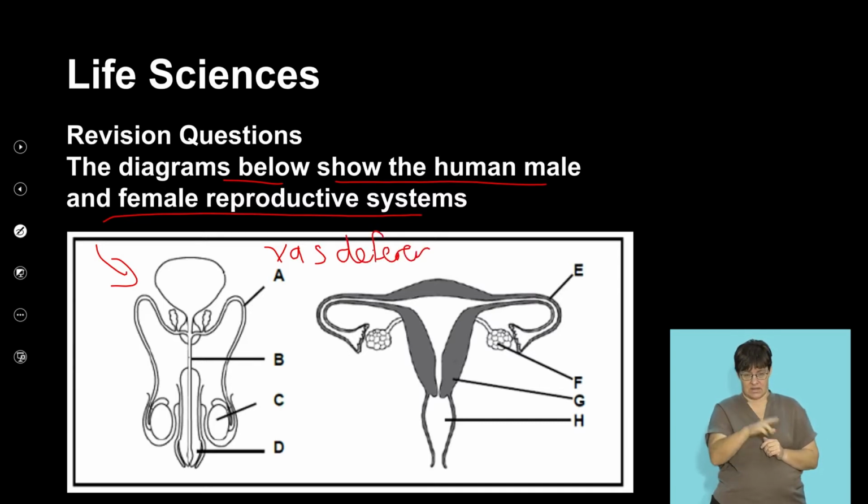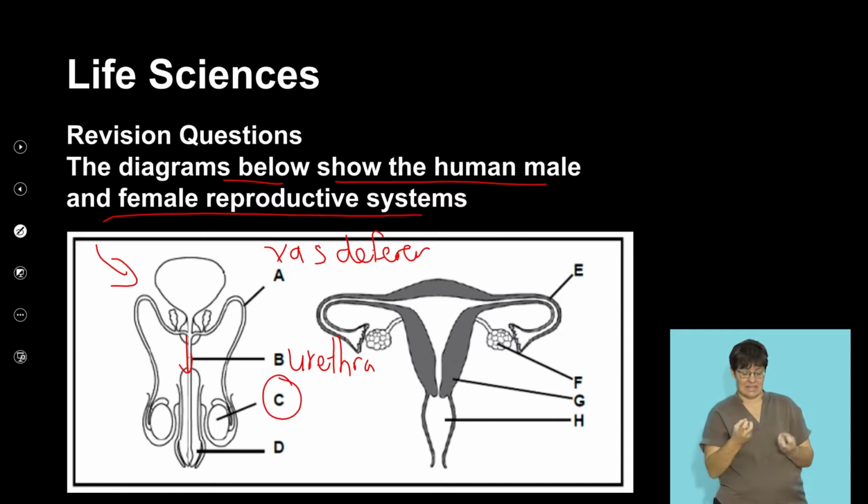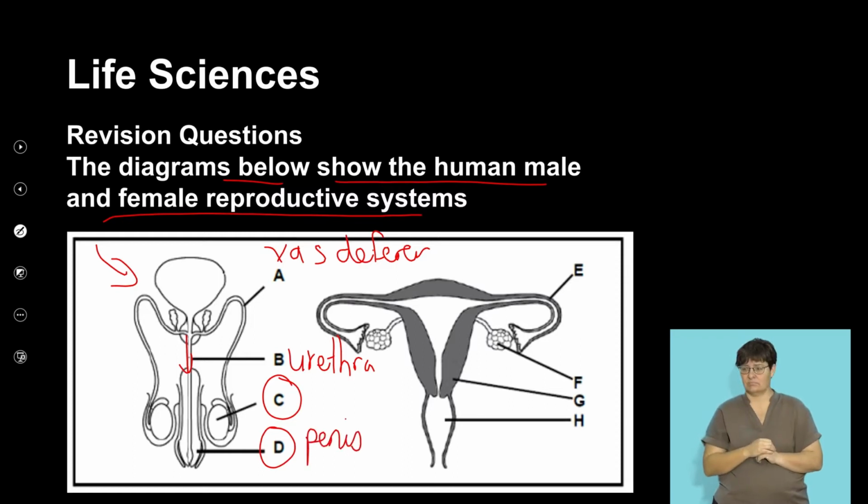If you look at structure B, it points to the tube that carries out semen along with sperm. So that's the urethra. Structure C points to the testes that we can easily identify, and structure D points to the penis. Okay, so that's obviously the male reproductive system that we've labeled very quickly.